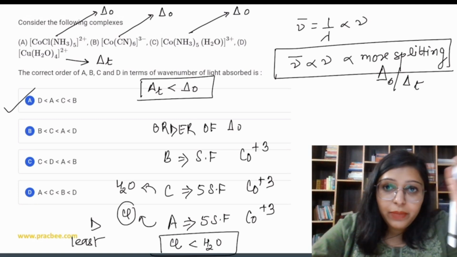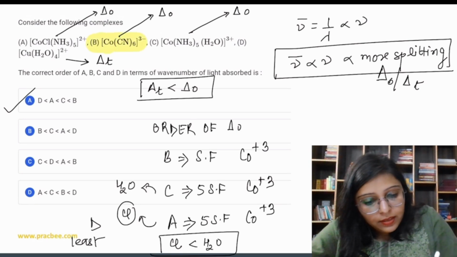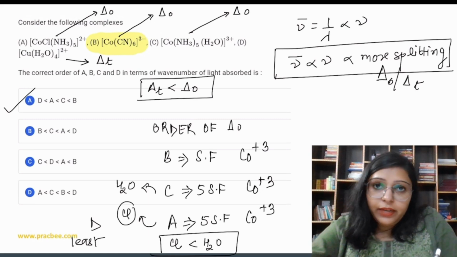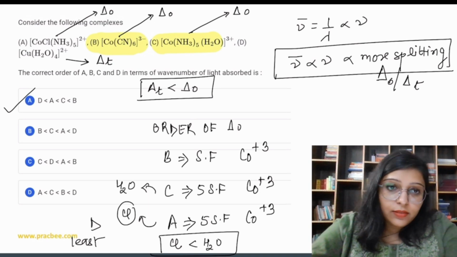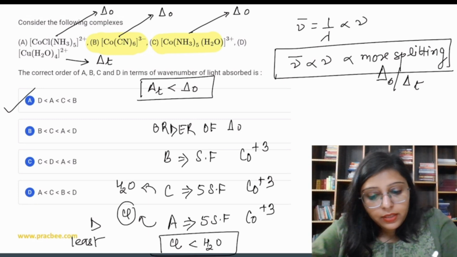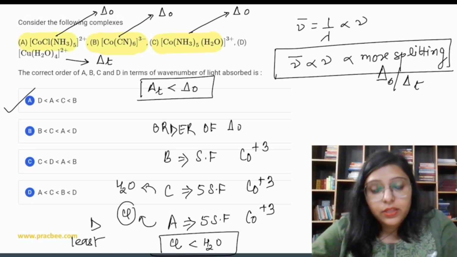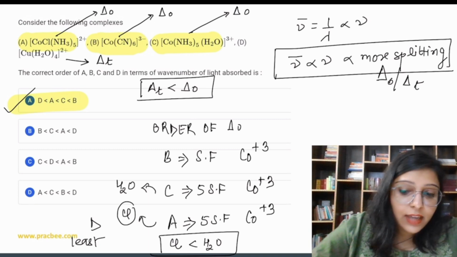Highest is going to be in B. All strong field ligands, right? Then in C, because water is a strong field ligand in comparison to chlorine, then we have A. And the least one is D. So option A is going to be the correct answer.